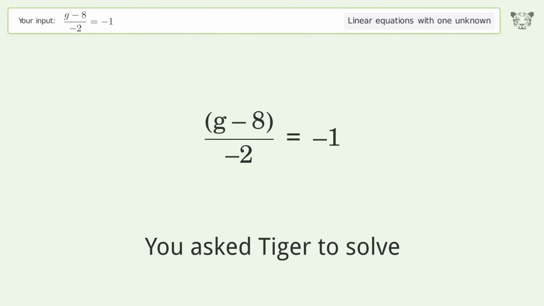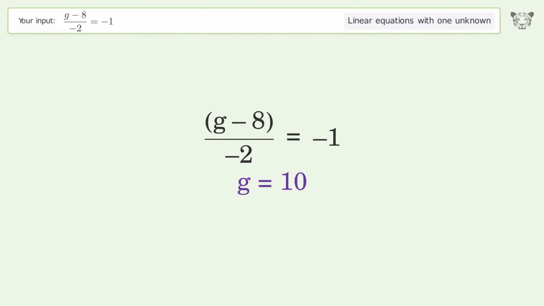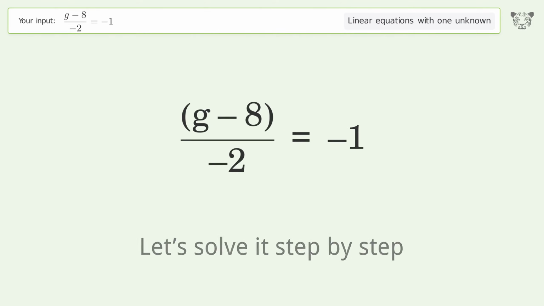You ask Tiger to solve this. This deals with linear equations with one unknown. The final result is g equals 10. Let's solve it step by step.